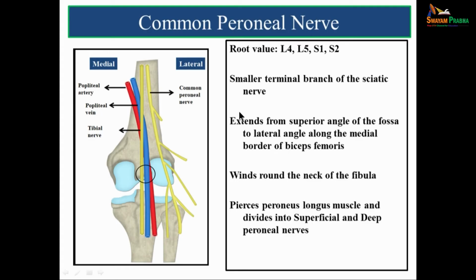Now the next content, the common peroneal nerve. The root value of the common peroneal nerve is L4, L5, S1 and S2. It is the smaller terminal branch of the sciatic nerve. It extends from the superior angle of the popliteal fossa, then it passes to the lateral angle along the medial border of biceps. Here on the lateral side we will have the biceps femoris muscle. So it runs along the medial border of the biceps femoris muscle. Then it winds around the neck of the fibula, then pierces peroneus longus muscle and divides into superficial and deep peroneal nerves.